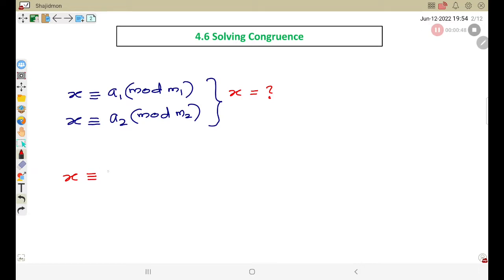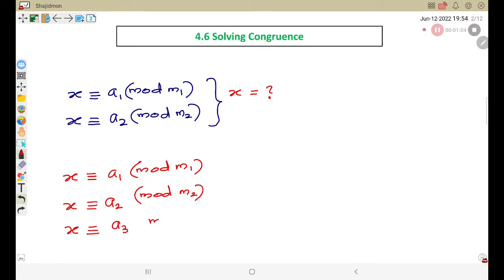system, for example, x congruent to a1 mod m1 and x congruent to a2 mod m2 and x congruent to a3 mod m3. Okay, so this is a three system, correct? So how can we find the solution of this system of congruences? We need to study this one. This is the idea we are studying here.